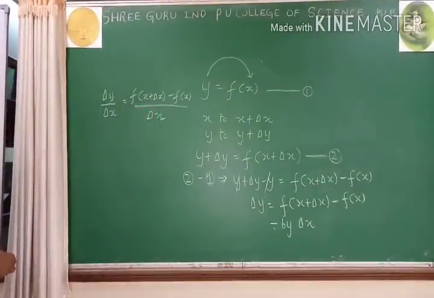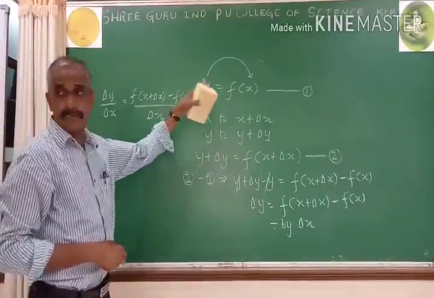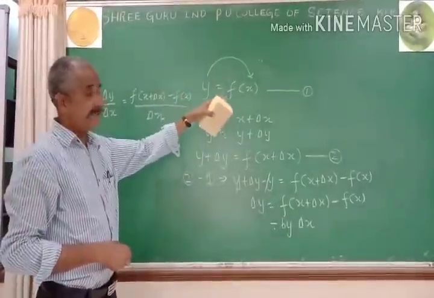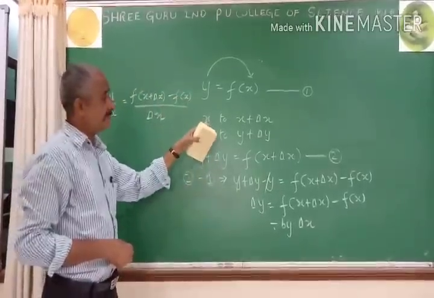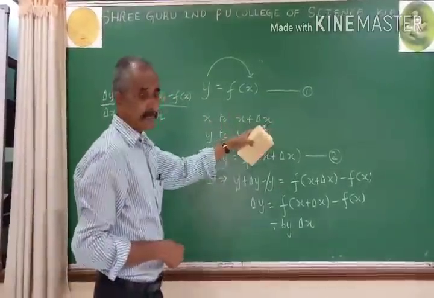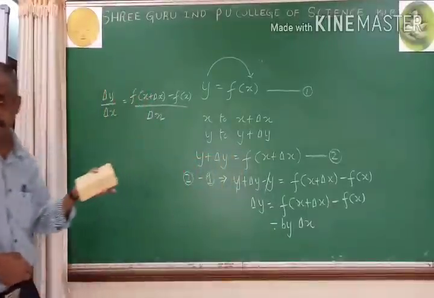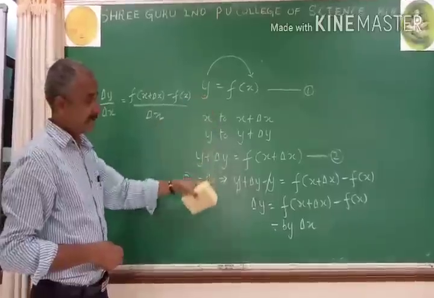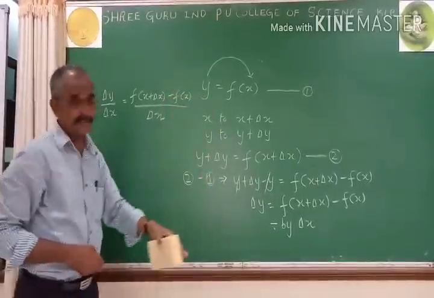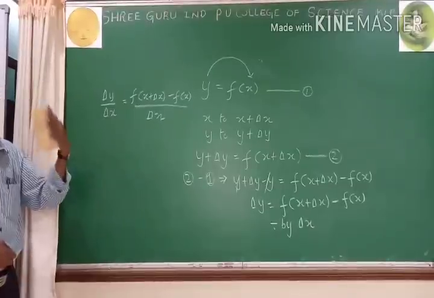Keep in mind these steps. First take the function y equal to f of x. As x and y are variables, they can change their values. In particular, x changes to x plus delta x, then the corresponding change in y will be y plus delta y. That will be taken as equation 1. Subtract 2 and 1. That gives this equation after dividing by delta x.